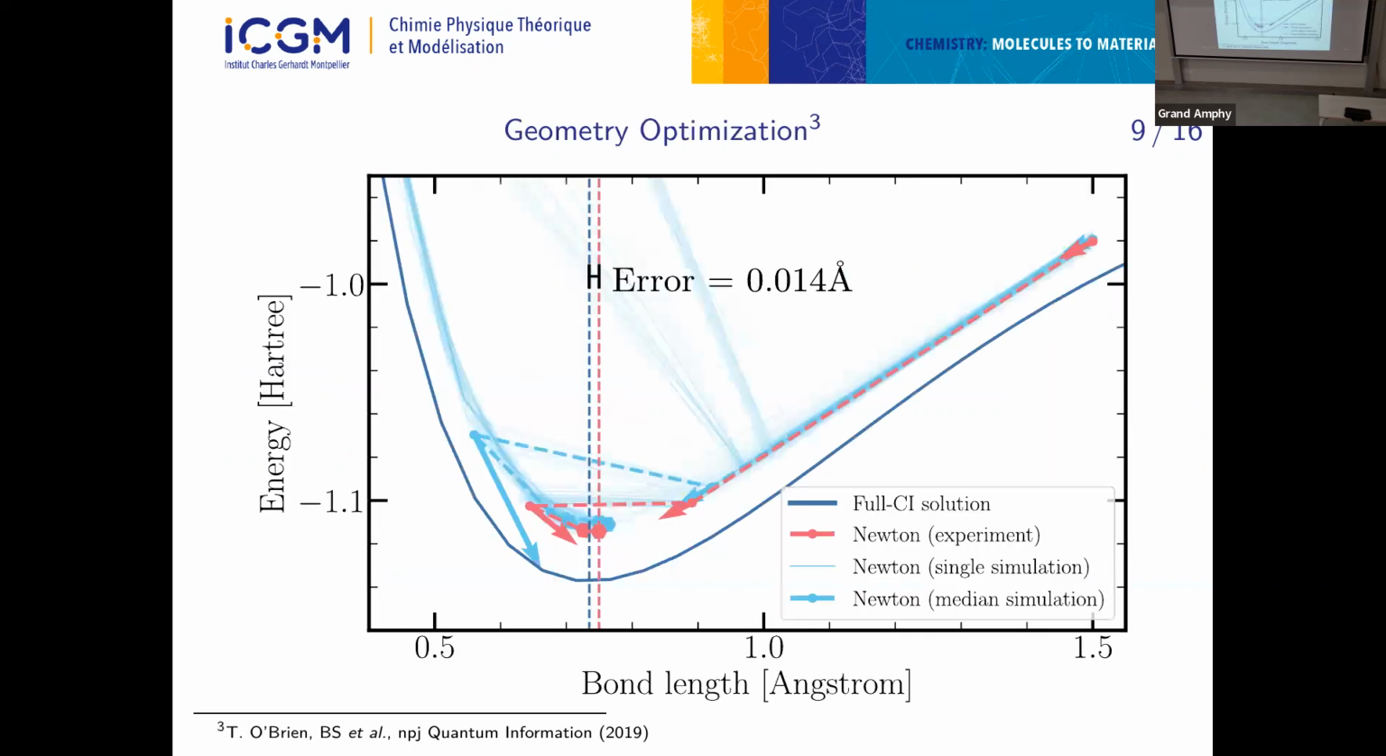We actually did it in Delft, at the time when I was in the Netherlands, on a true quantum computer. It was only a 2-qubit device, and we did the geometry optimization on the hydrogen molecule. So a very small system, but we wanted to see if quantum computers could really do geometry optimization. So we have the exact solution, full CI, in the minimal basis.